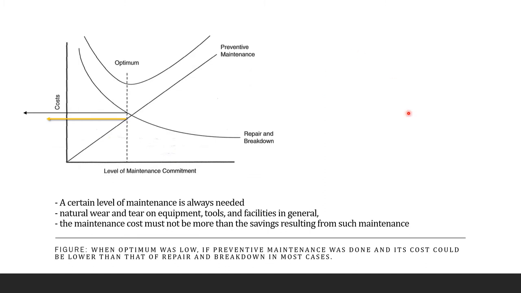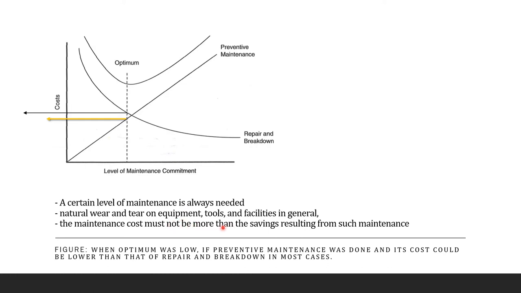So any kind of system, a certain level of maintenance is always needed. You can't just run the system without taking care of it, because we have natural wear and tear or age, just like we age, okay? They're every day one day older. Equipment is the same thing, because they're all made of some material, right?